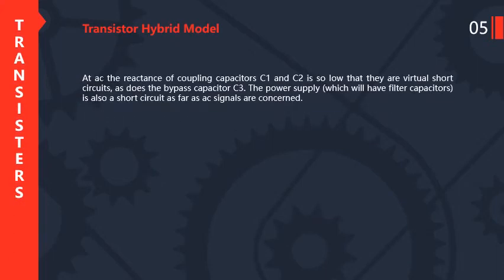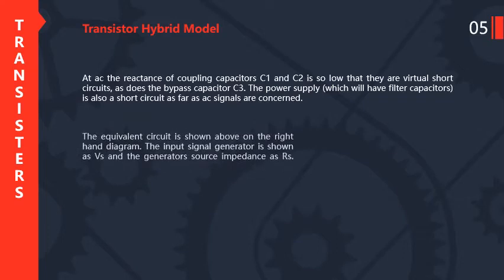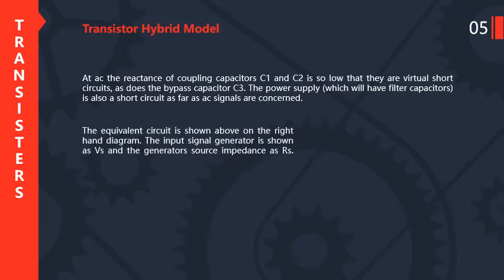At AC, the reactance of coupling capacitors C1 and C2 is so low that they are virtual short circuits, as does the bypass capacitor C3. The power supply, which will have a filter capacitor, is also a short circuit as far as AC signals are concerned. The equivalent circuit is as above.